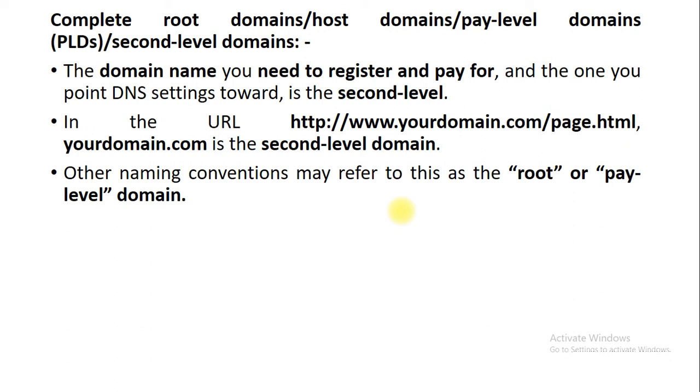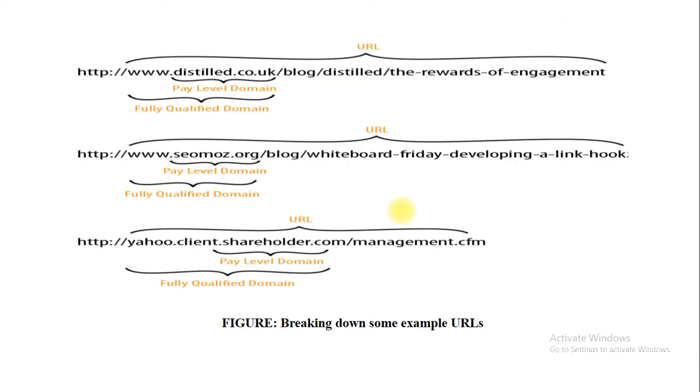The next slide is related to the complete root domain, host domain, pay level domain, or second level domain. These are all terms which can be used interchangeably. That means complete root domain means what? The domain for which you pay to register in the search engine, and that is also called second level domain or host domain. Over here we have taken examples of different kinds of URLs, and we have separated the pay level domain and fully qualified domain in these examples, right.